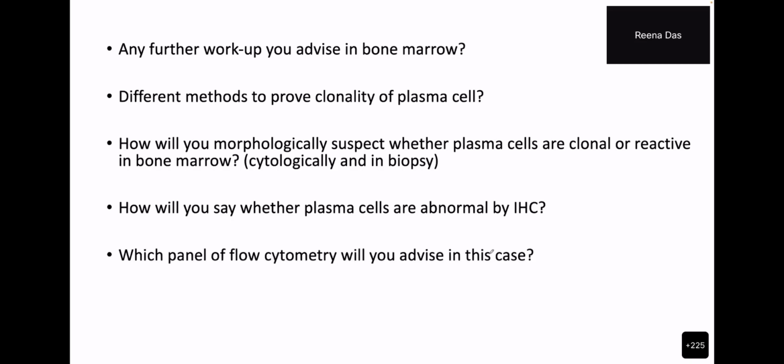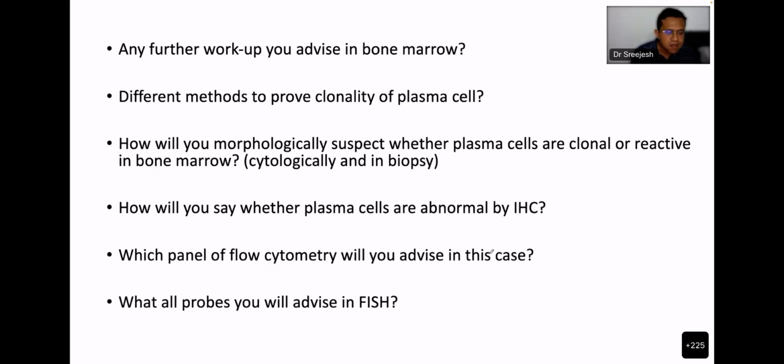So we have discussed IHC. Flow cytometry, okay, somebody suggested you can do flow cytometry again. In flow cytometry, based upon light chain restriction or aberrancy of various markers, you can say whether the plasma cells are clonal. And of course, in an ideal setting, you should also do FISH testing.